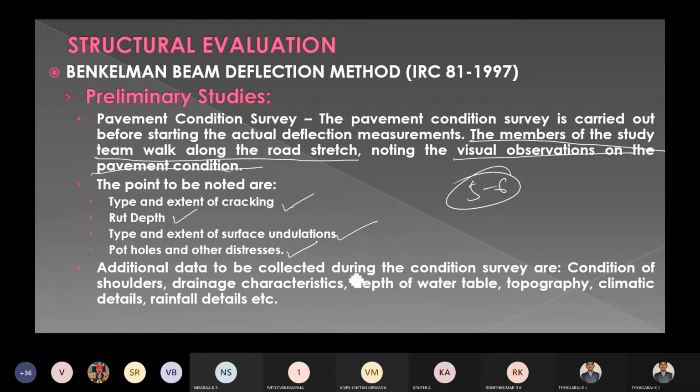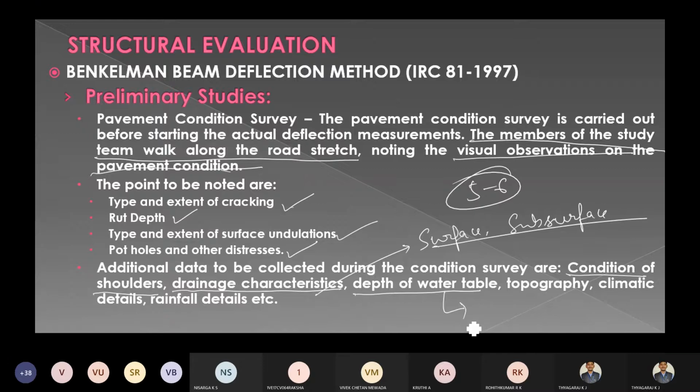Then additional data may be collected during the condition survey, such as the condition of shoulders. We are going to check the shoulder conditions, then drainage characteristics, then depth of water table. Why? Because if the pavement is deteriorated, it is because of these things. That is the drainage characteristics, surface drains or subsurface drains, which can cause damage to the pavement. So how the drainage is provided, we are going to check. Then the depth of water table we are going to check.